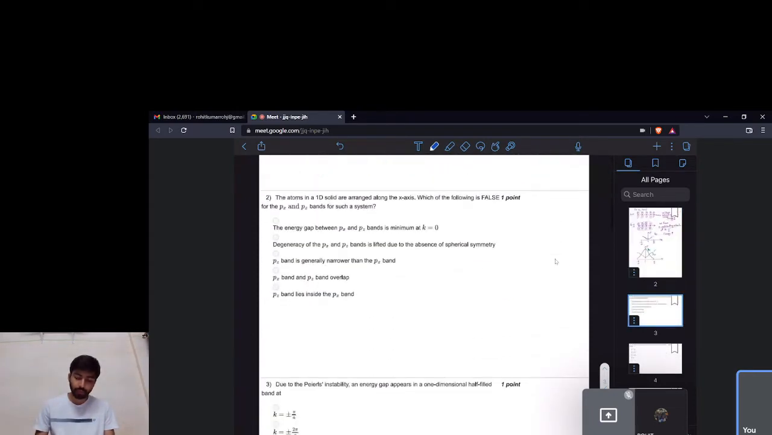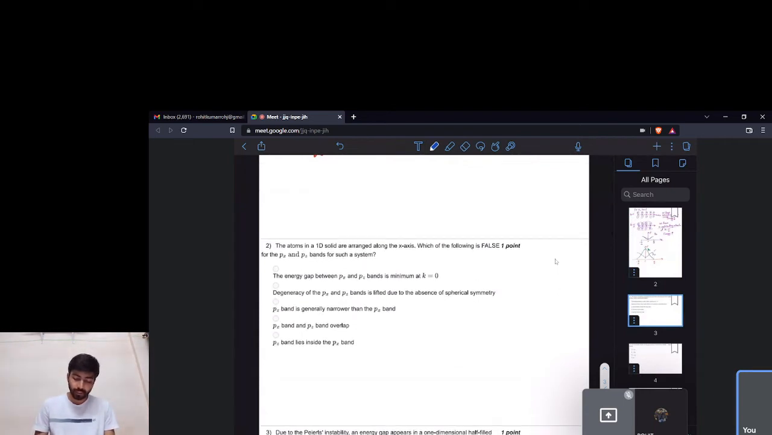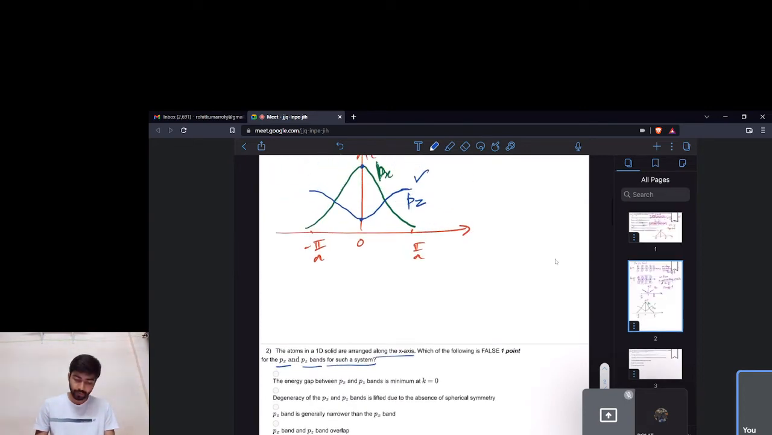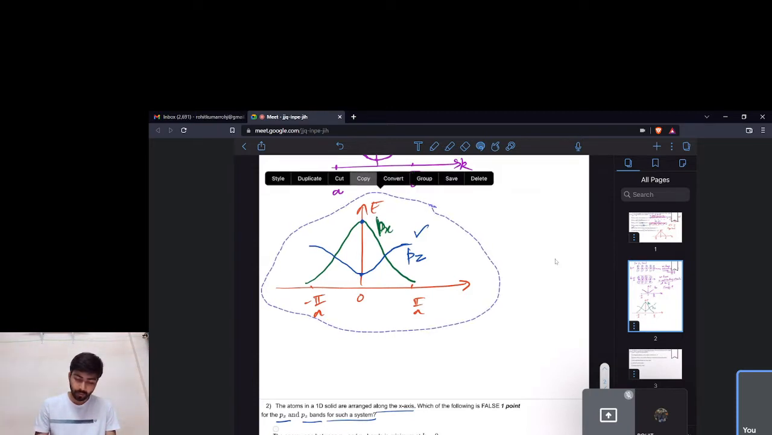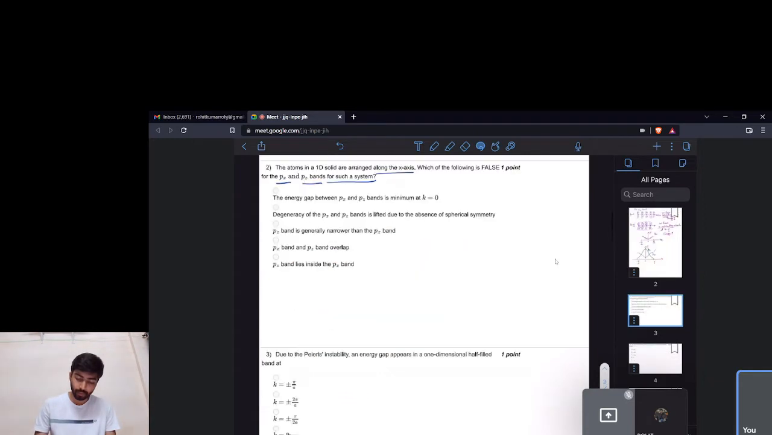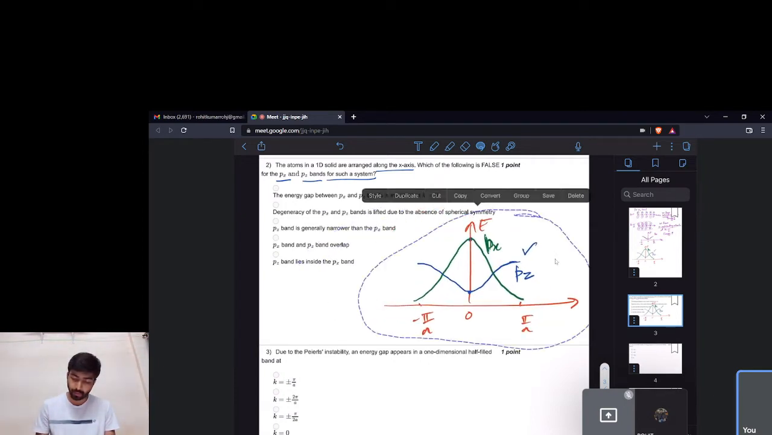Now if we go for the next question, what it says is, the atoms in a 1D solid are arranged along the x-axis. Which of the following is false for px and pz bands for a system? For this question we can use the same diagram here. So what I'll do, I'll copy it again here for you. Let me just move it around so that we have some space.